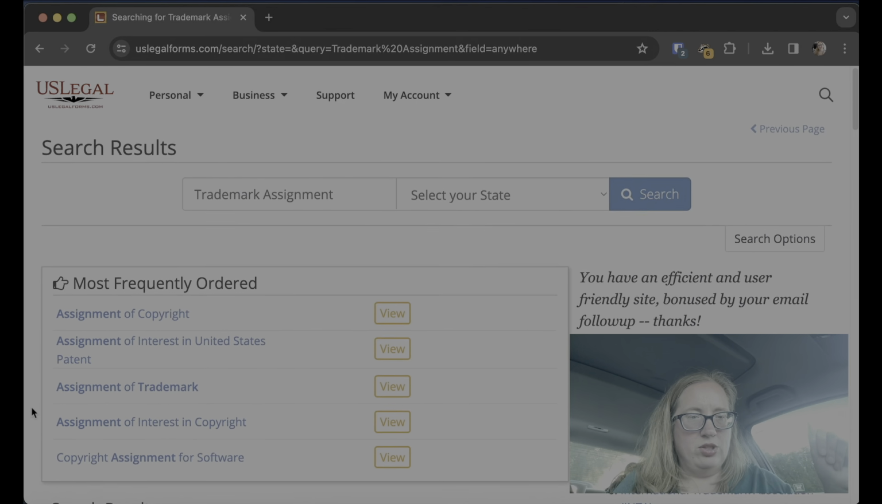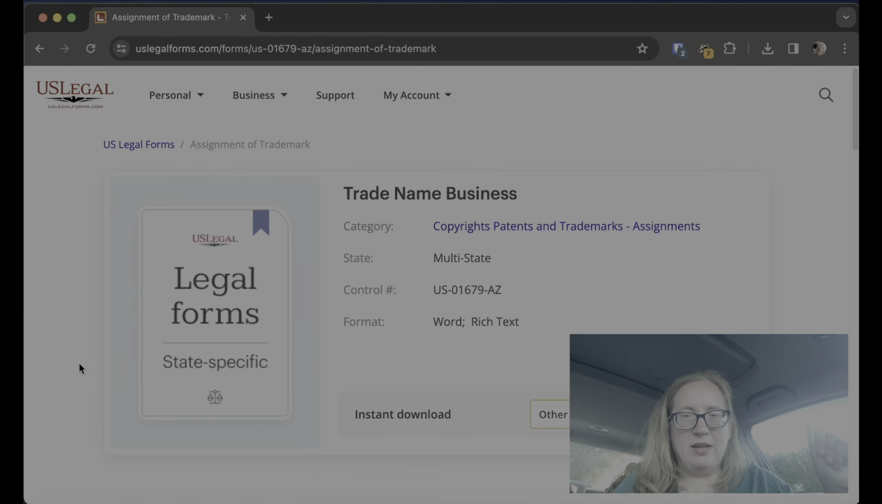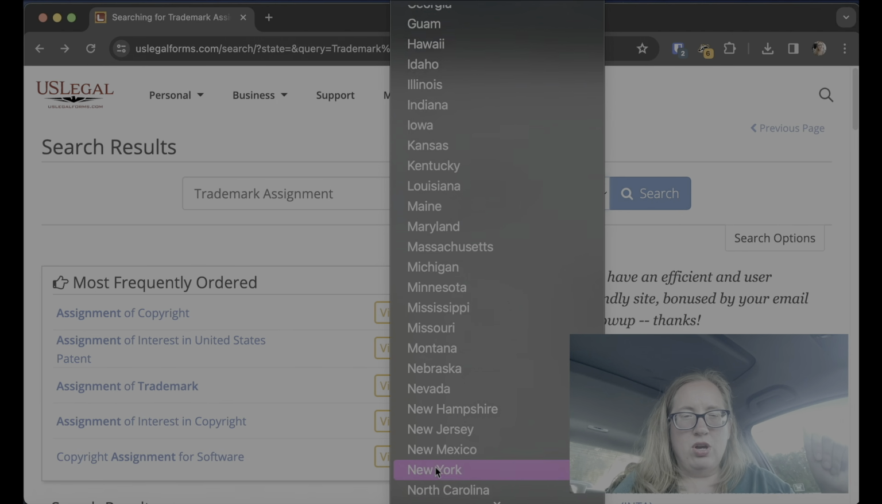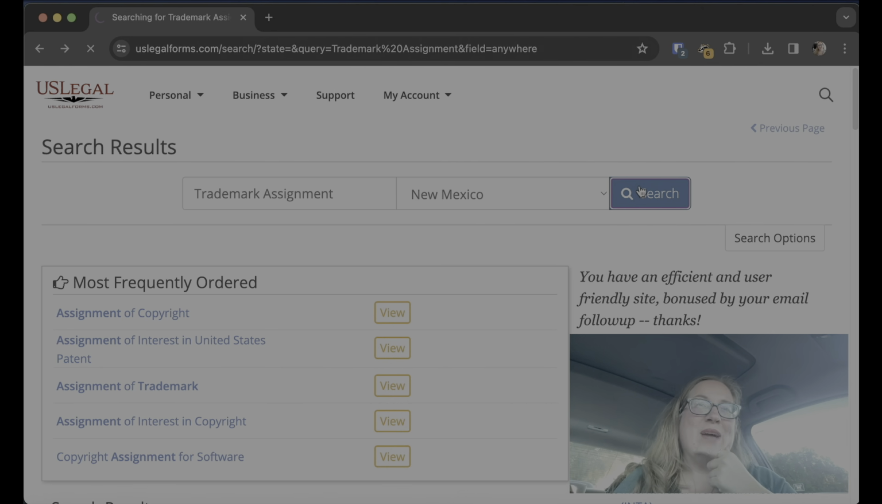All right. So I want to assign the trademark. I'm going to just look at this one and see. Multi-state copyright, patents, and trademarks assignments. Select your state. So this is a good question. We're going to do it under New Mexico law. And I say that because I'm in California. I am a resident of California, but my LLC is in New Mexico, so it could be either way. So let me search for that.